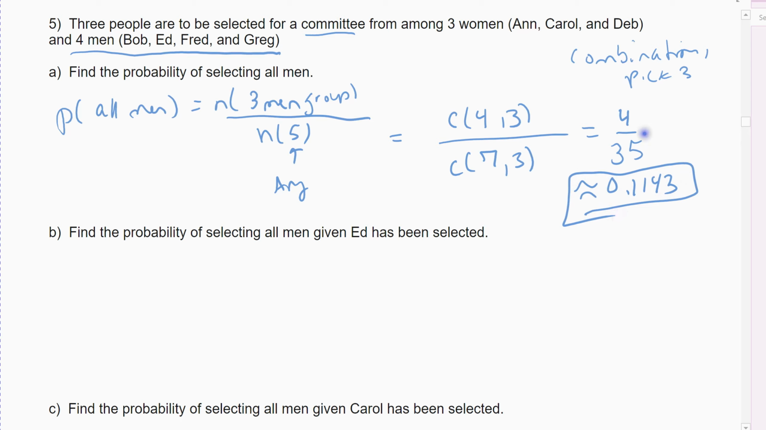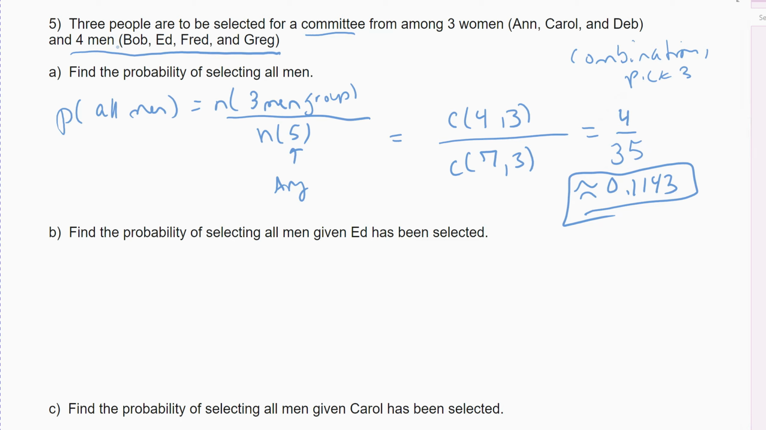And again, what this means is there are 35 total groups. That's the universal set. It's any group. Out of the 35, 4 of them are groups with just men in them, containing only the men. That's a basic probability.